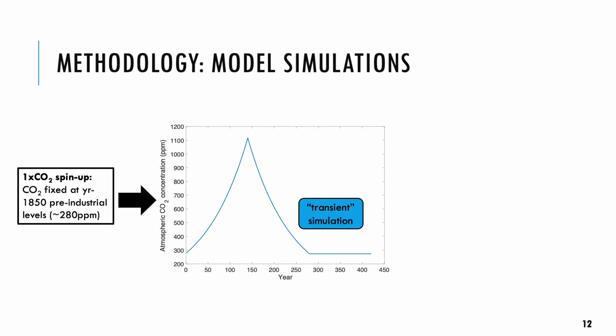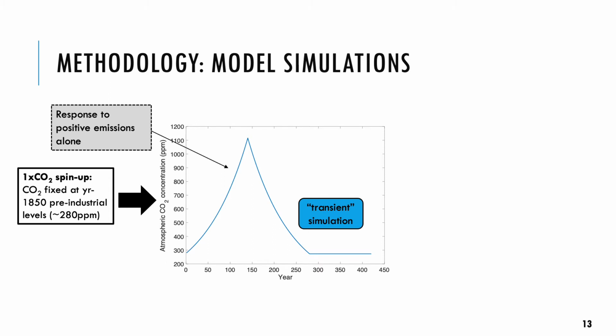Now moving on to the model simulations. First, I ran a one-time CO2 spin-up in which the model was spun up with year 1850 pre-industrial CO2 concentration of about 280 parts per million. Then following from that spin-up, I ran a transient simulation in which CO2 was ramped up from pre-industrial to 4 times CO2 and then ramped down back to pre-industrial levels where it was held constant.